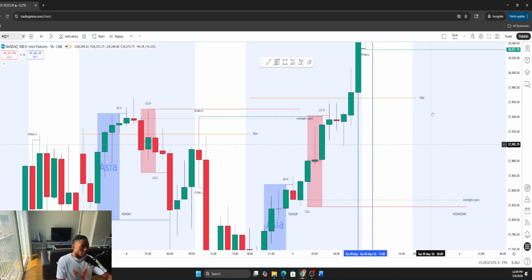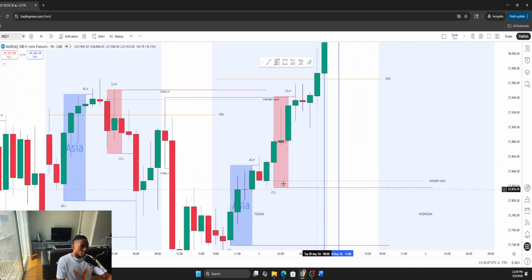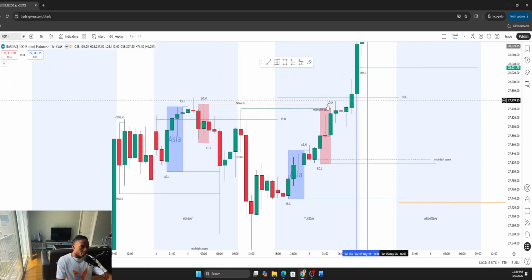What are we seeing on the 1 hour? Coming into this Tuesday, we have London lows untouched. We have Asia lows and London lows both untouched on NQ. We have this previous daily high that gets grabbed at 8 a.m., right? You can see this 8 a.m. candle right there. It takes out that previous daily high.